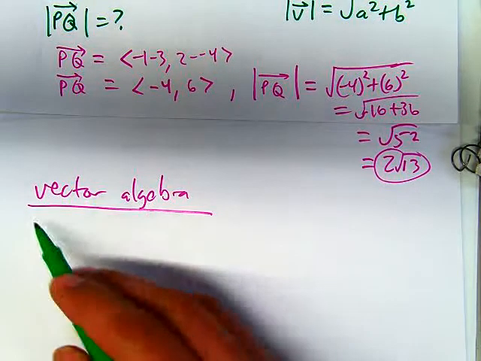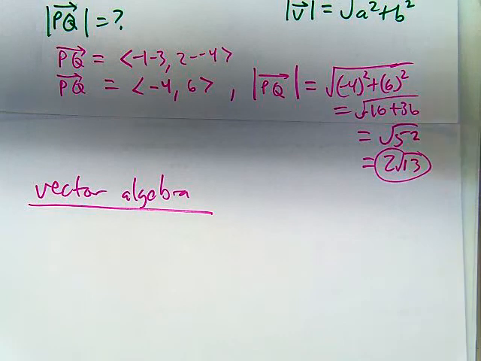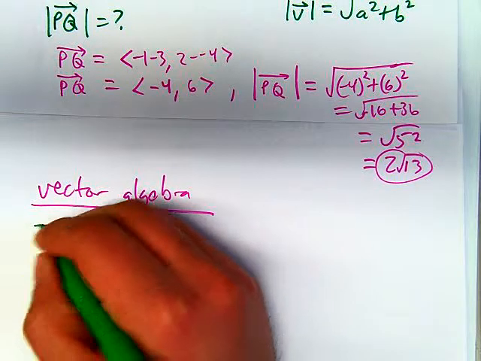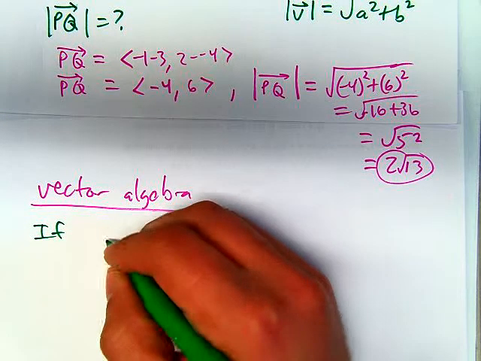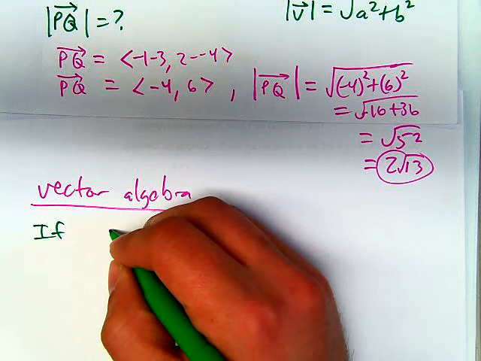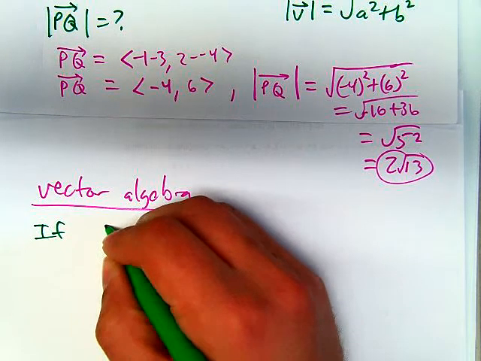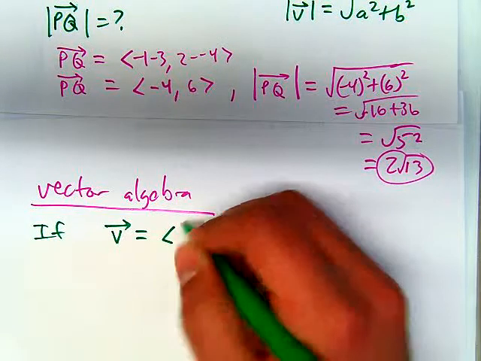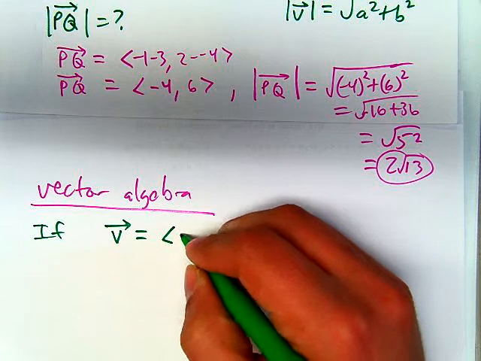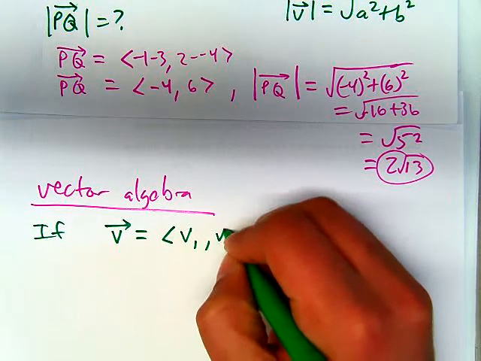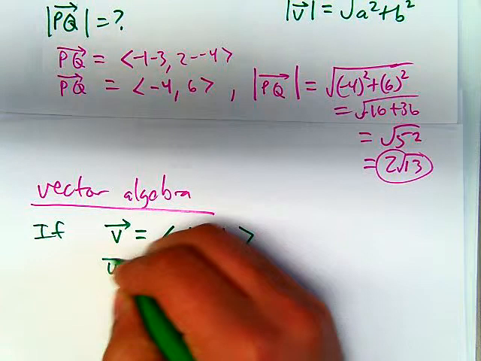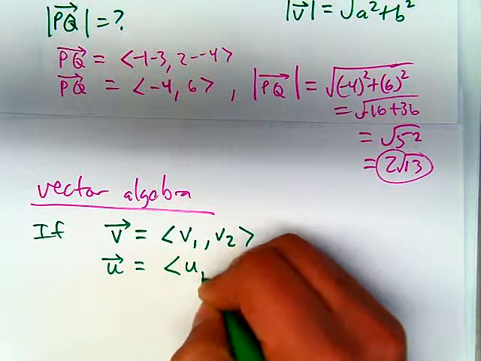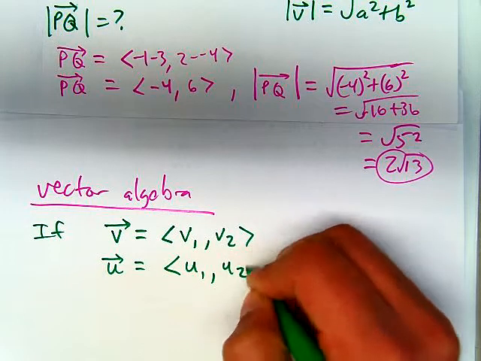Everything's good now. Okay, so back to vector algebra. Here are some basic rules. Let's say we have two vectors, v and u. Vector v has components v1 and v2, and vector u has components u1 and u2.